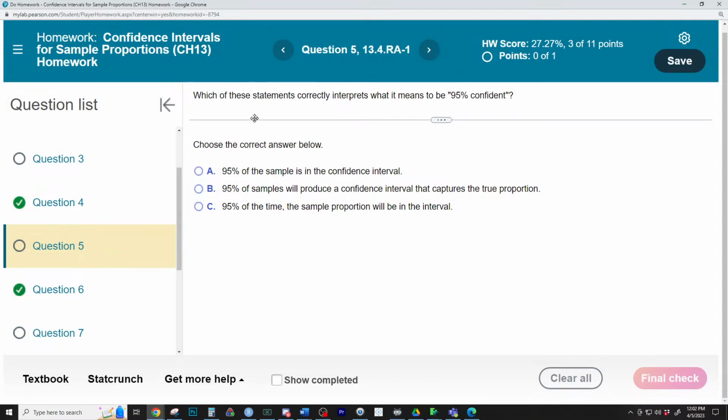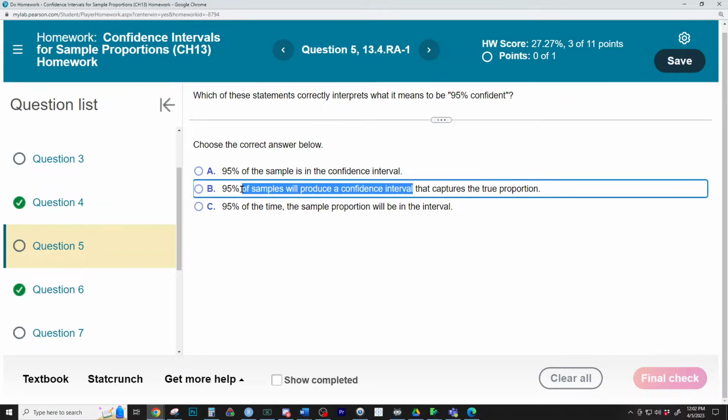I love multiple choice. Which one correctly interprets what it means to be 95% confident? So confidence intervals are not about one interval. They're about the repeated process of making intervals. It's not that we think one interval contains the truth. I said over time. Well, 95% of the time, no. It's not that it'll be in the interval. 95% of samples will produce confidence intervals. This is about the creation of multiple confidence intervals over time that capture the true proportion.